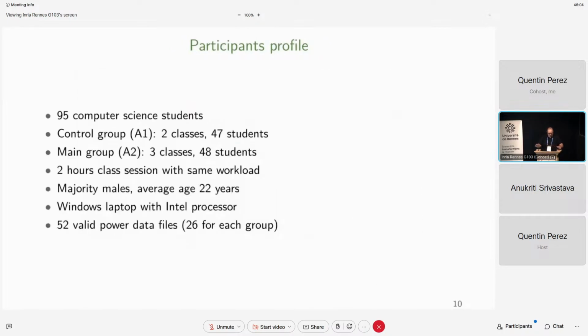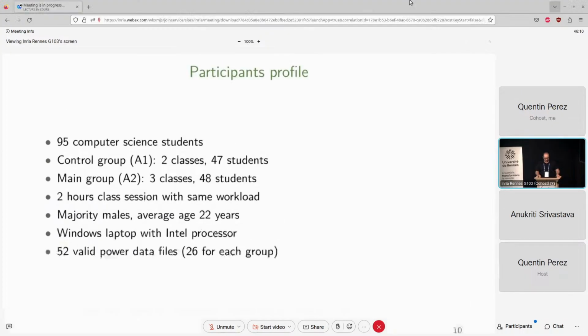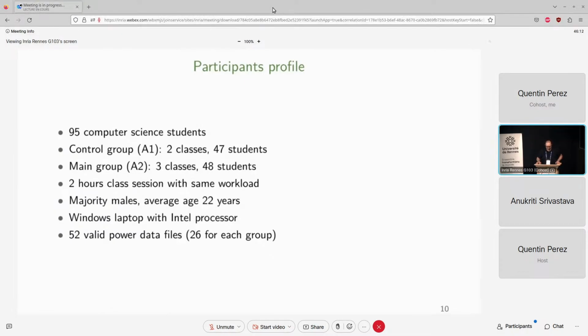Okay, so when we did all of this, we ended up with 52 valid data out of the 95, 26 of each group, and so the results are based on this data. The majority were on Windows with Intel processors. So what did we learn from this experiment?